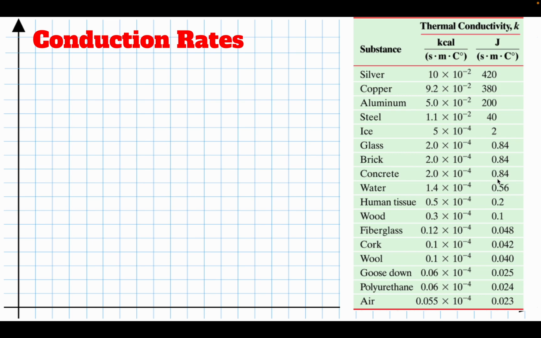Concrete's awful. And then you get all the way down here to the very bottom, and about the worst conductor you can get is air. And air is a terrible conductor because there's just not a whole lot of molecules smacking into each other. It has a very low density. So it's hard to transfer energy through collisions when there's just not a whole lot of molecules making collisions.